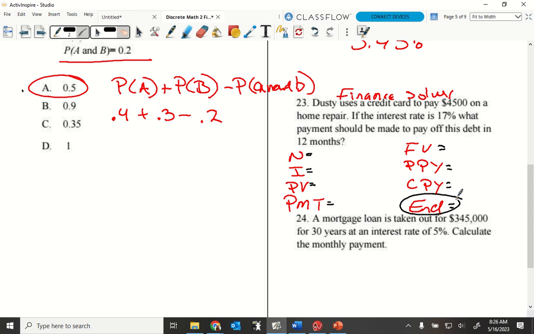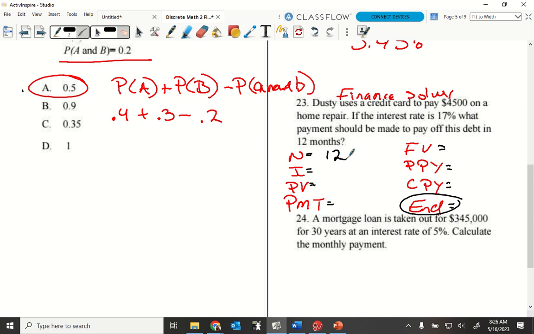So end is just end. It's either end or beginning. But anyway, all right. So credit card to pay $4,500 on home repair if the interest rate is 17%. What payment should be made to pay off the debt in 12 months? So he's making a payment how often? Every month. Very good, right? So every month. So that would be for 12 months, right? So my N is going to be 12 payments total.